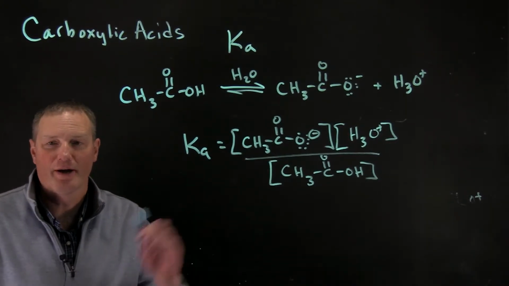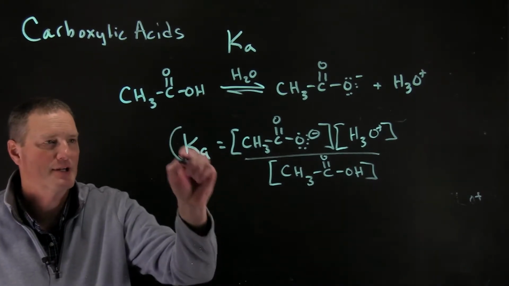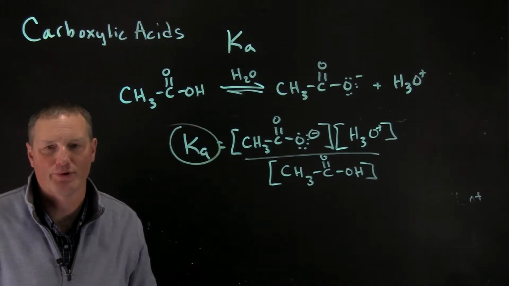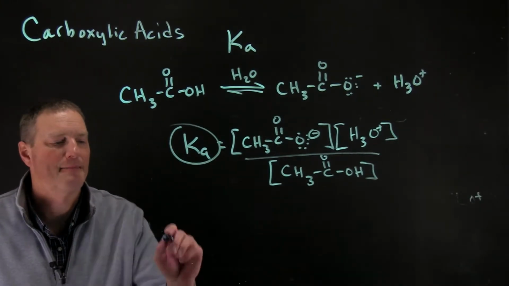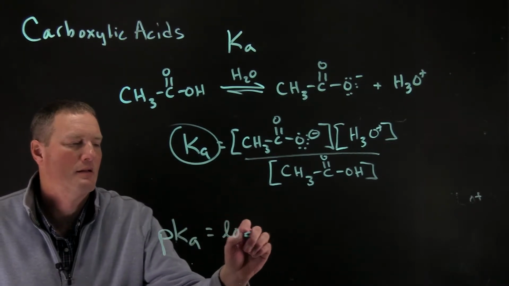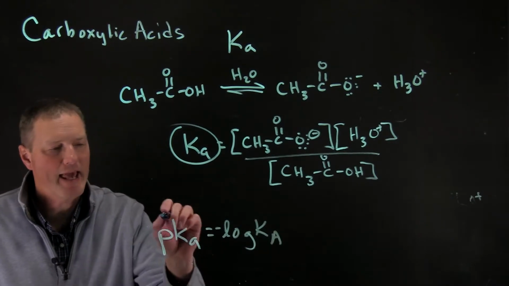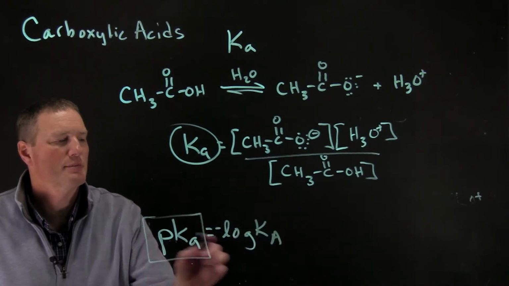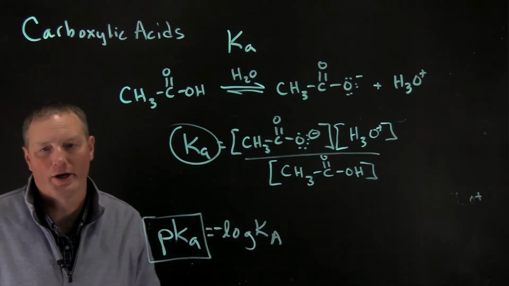While I have this up here, let me also indicate that we're not only going to look at Ka values in our class, we also need to be able to look at a variation on Ka, which is called the pKa.